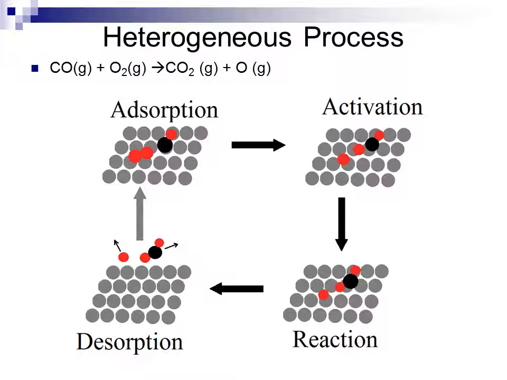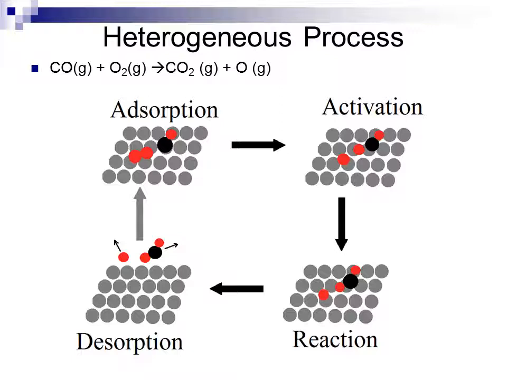Moving to the right, then we have activation. In this instance, we're breaking the bond between the two oxygen atoms in the oxygen molecule, freeing up one of those atoms to be bonded to the carbon monoxide near to it. We then move on to reaction, where the carbon monoxide reacts with the free oxygen atom to make carbon dioxide, leaving a residual oxygen atom behind.